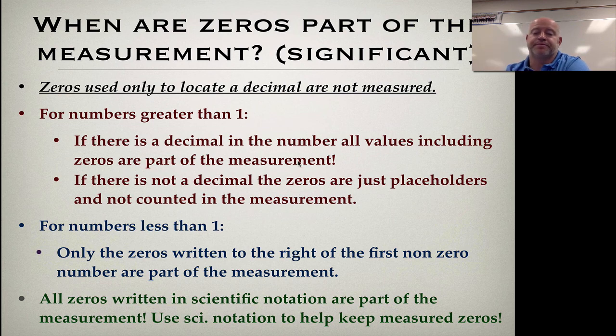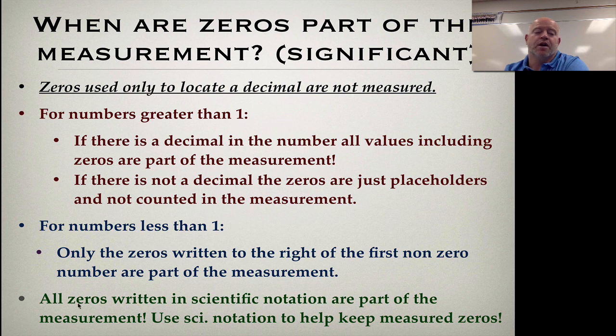For numbers less than 1, only the zeros written to the right of the first non-zero are part of the measurement. What that means is all those leading zeros to the left-hand side are just placeholders all the time. So it's not as much thinking here, it's just always the same rule every time for numbers less than 1.